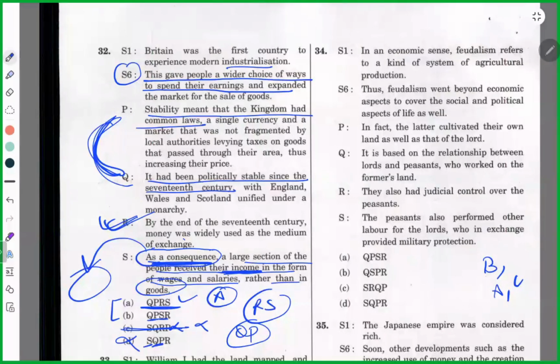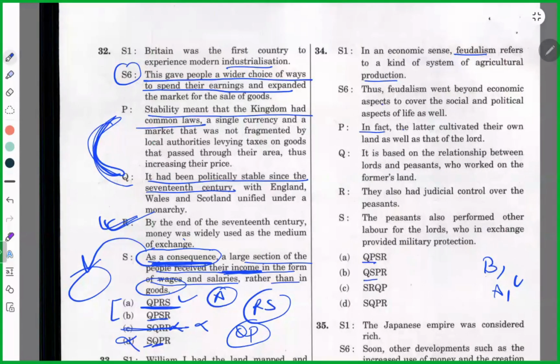Let's see. "In an economic sense, feudalism refers to a kind of system of agricultural production. Thus, feudalism went beyond the economic aspect to cover the social and political aspects of life as well." Okay. Now, multiples Q and S. Let's go to Q first: "It is based on a relationship between lords and the peasants." It means feudalism. Yes. So Q could be the starting one. QS or QP. Let's say QP.